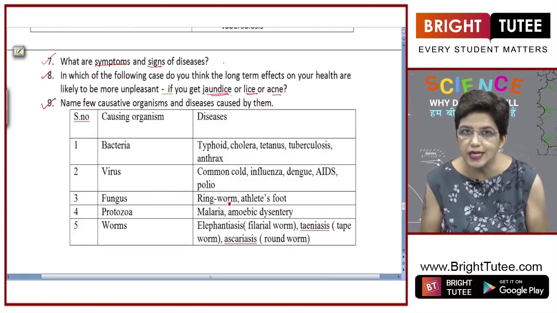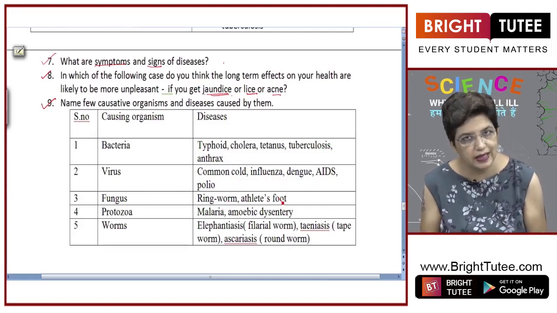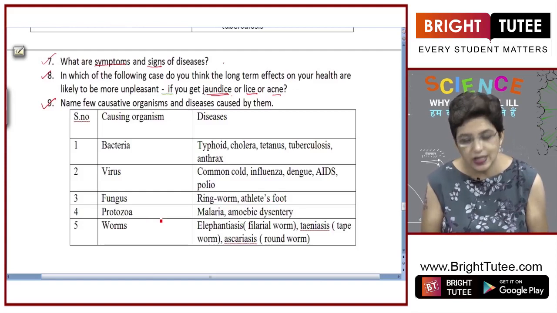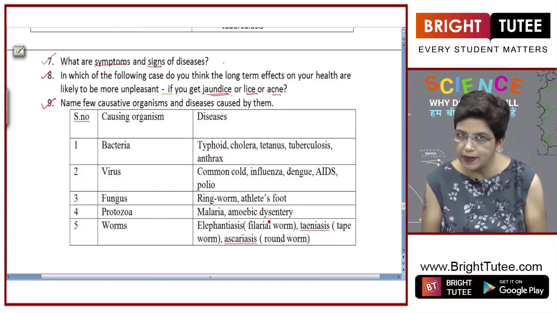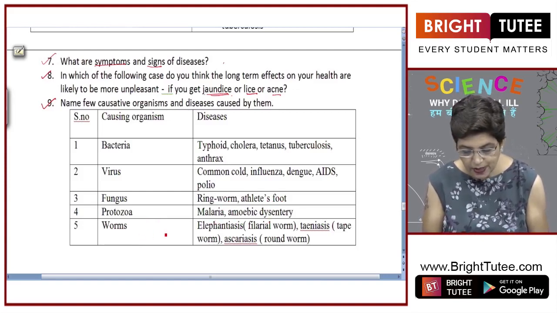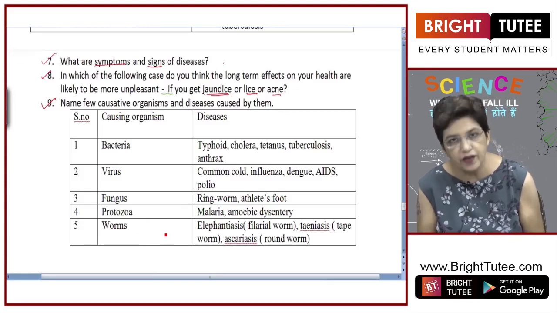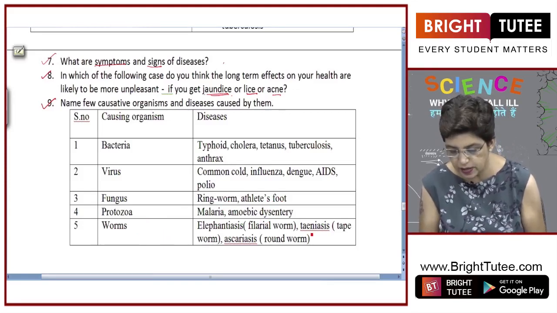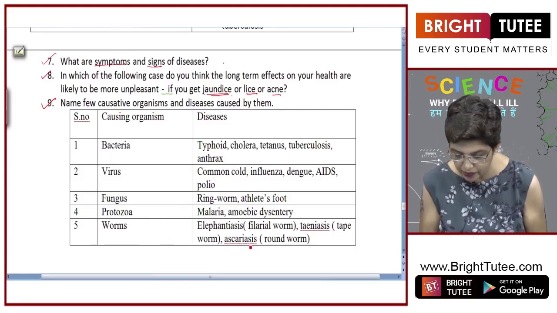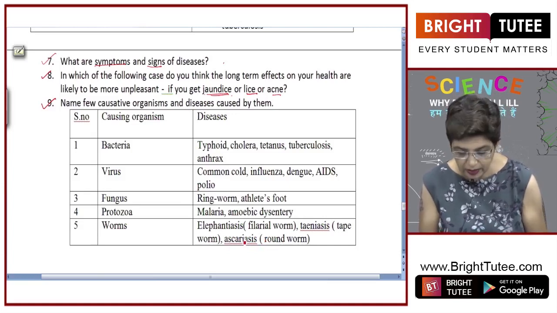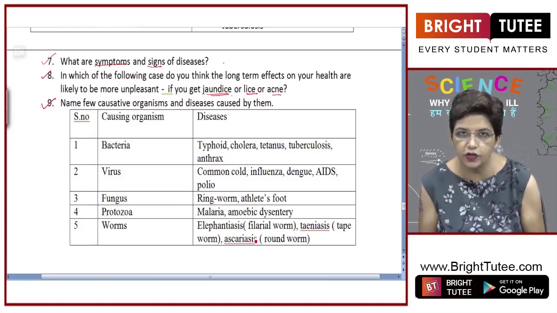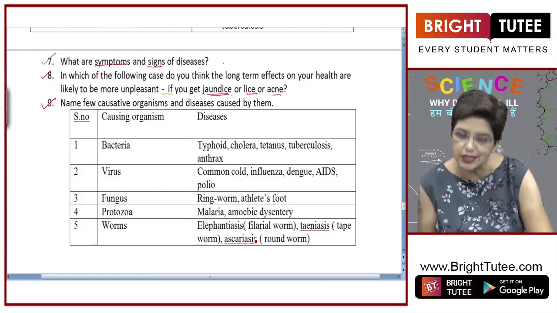Fungus causes skin diseases like ringworm, athlete's foot. Protozoan diseases can be malaria or amoebic dysentery. Worms cause elephantiasis by filarial worm, taeniasis due to tapeworm, and ascariasis due to roundworm. These worms live in the intestines of humans and other animals and cause diseases.